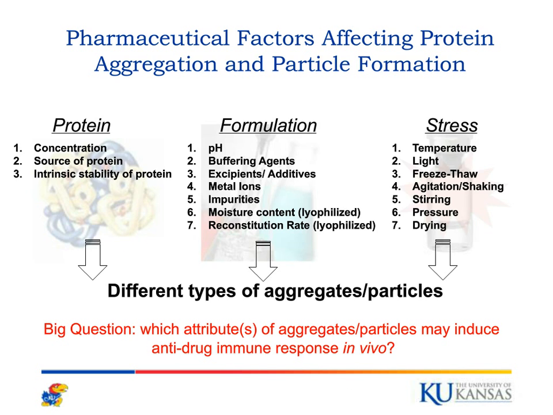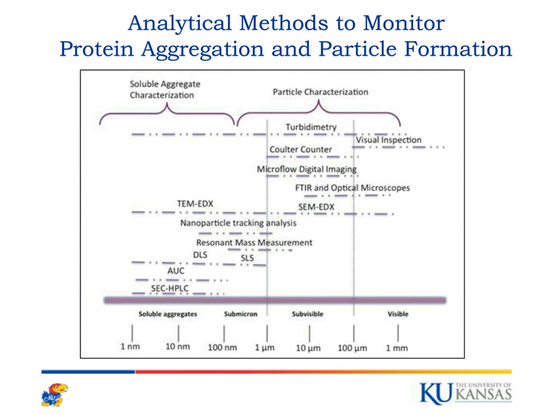In the next slide, I highlight that protein aggregates and particles can form in a variety of different size ranges. If you look at the bottom x-axis, you can see we're covering several orders of magnitude of size, from nanometer size soluble aggregates in solution, moving up to submicron to subvisible, all the way to visible particles that can be seen by the eye. As we move across the size spectrum of aggregates, we can see that different analytical techniques are required, and each analytical technique has its strengths and weaknesses in terms of characterizing soluble aggregates and characterizing larger particulates depending on their size.